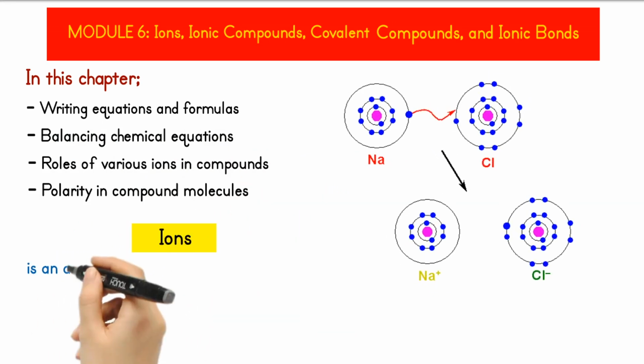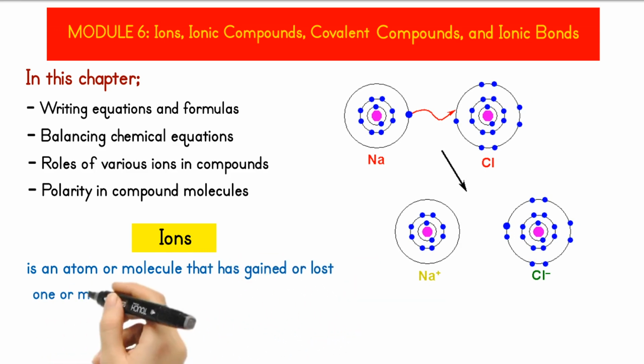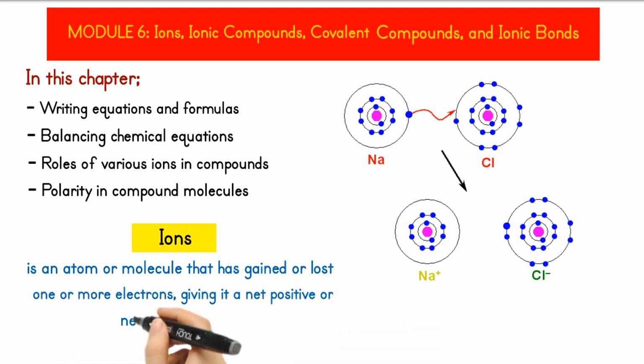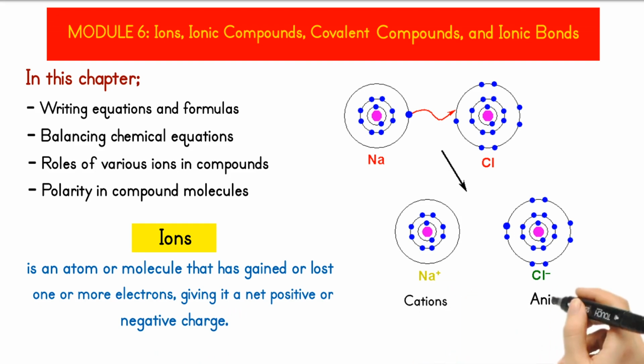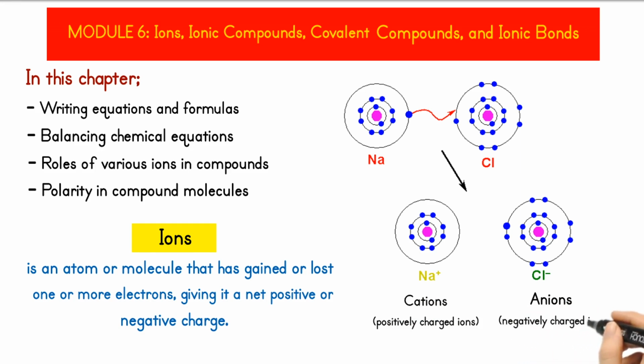Ions. An ion is an atom or molecule that has gained or lost one or more electrons, giving it a net positive or negative charge. Ions can be classified as cations or anions. Cations are positively charged ions that are formed when an atom loses one or more electrons. Anions are negatively charged ions that are formed when an atom gains one or more electrons.